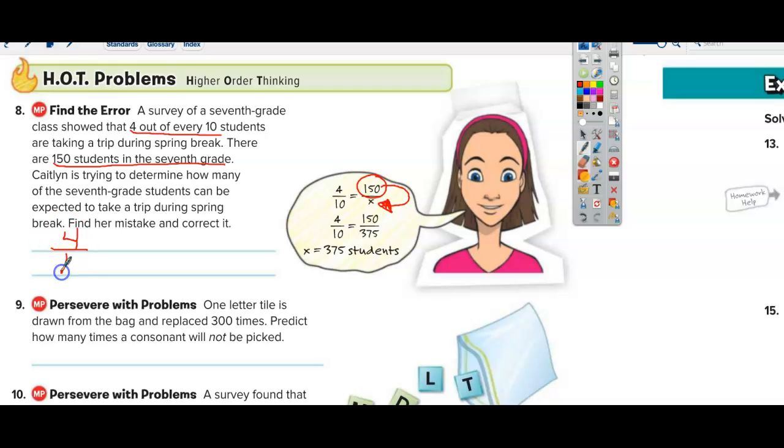4/10 equals what? Do we know how many are going? X over 150. X over our total. So that's what it should be. And then you can reduce it.